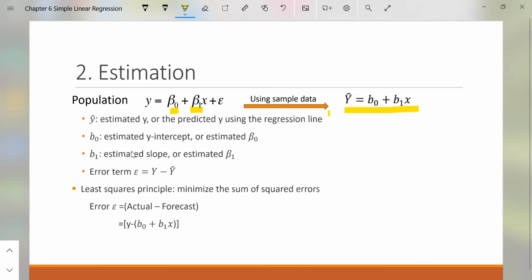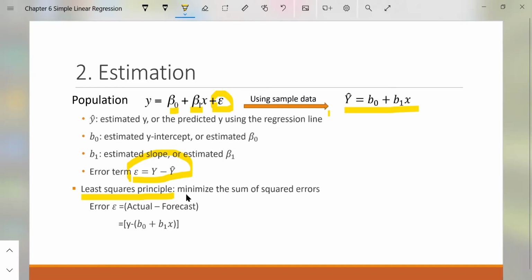X is still the independent variable. Now you may ask, where does the error term go? Well, once we use the data, the error term disappears, because the error term captures the difference between the actual y and the estimated y. And therefore, you don't see the error term within the estimated regression line. And the method we're gonna use to estimate the simple linear regression model is called the least squares principle or least squares method.